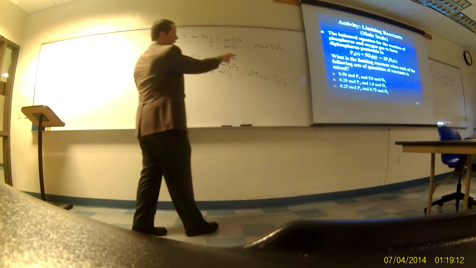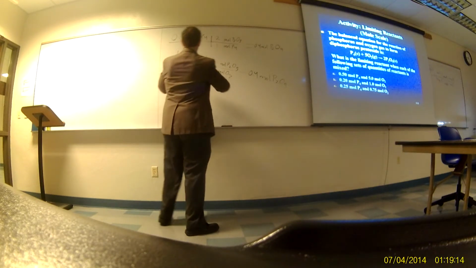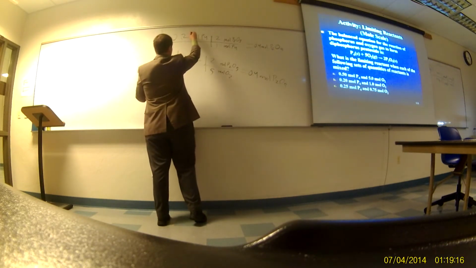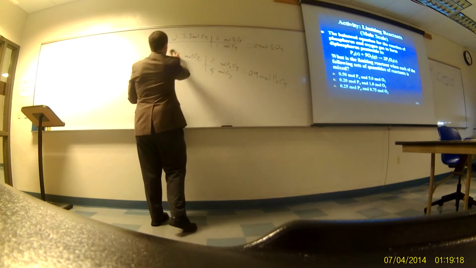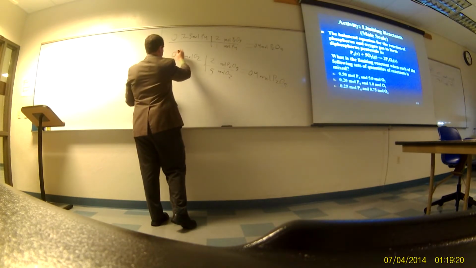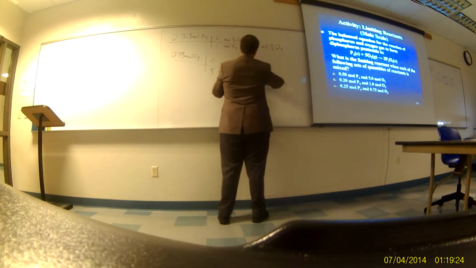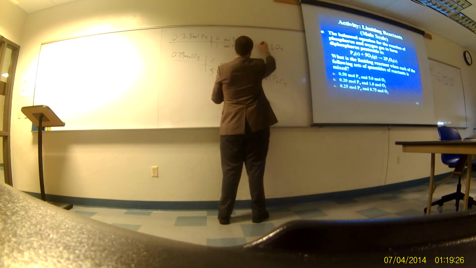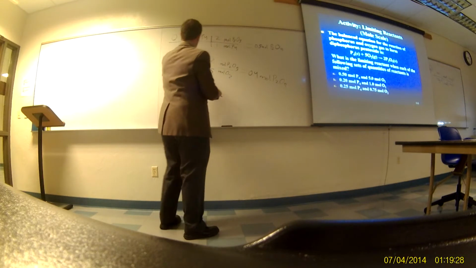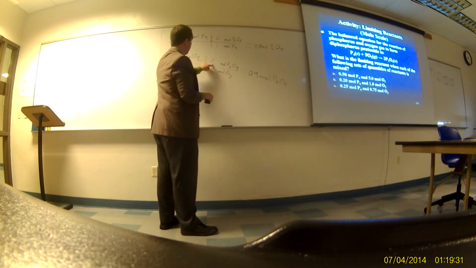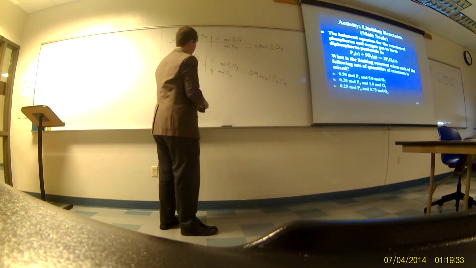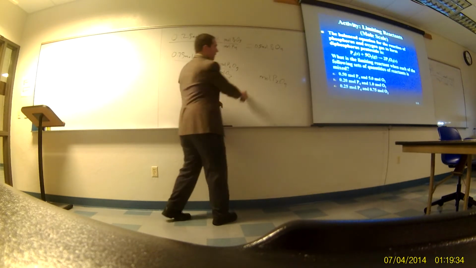The last one, we have 0.25 and 0.75. 0.25 times 2 is 0.5. 0.75 times 2 is 1.5 divided by 5. What's 1.5 divided by 5?